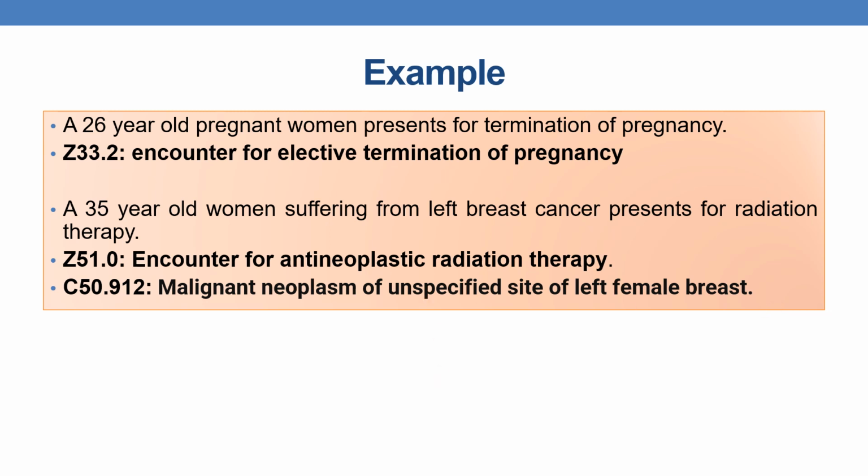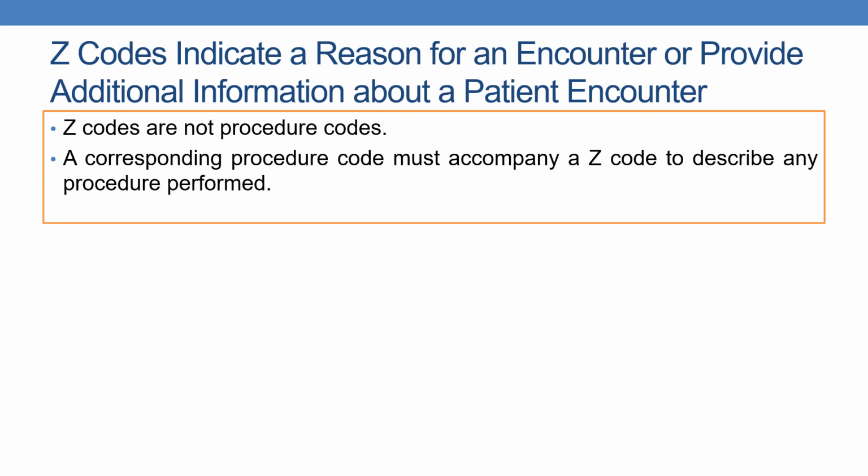So here are the examples of Z codes that can be used as PDX only. And in the further sessions, we will have an entire list of codes that can be used only as PDX, that we will discuss in the further sessions. Coming to the next point, Z codes indicate a reason for encounter. Certain Z codes indicate the reason for encounter and provide additional information about the patient's encounter.